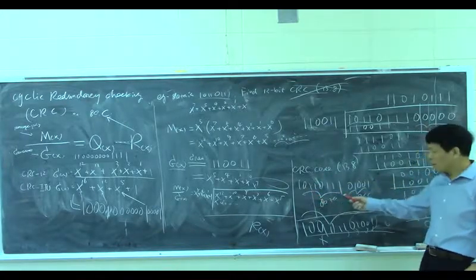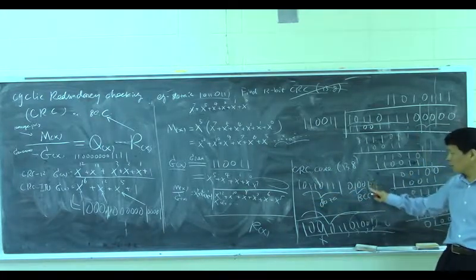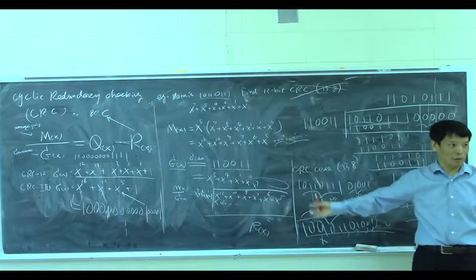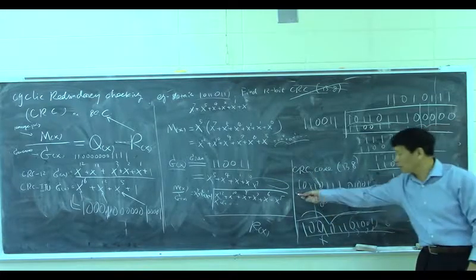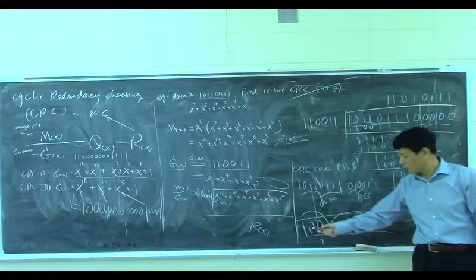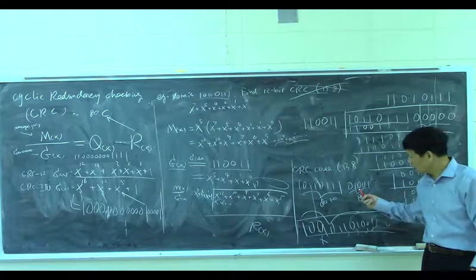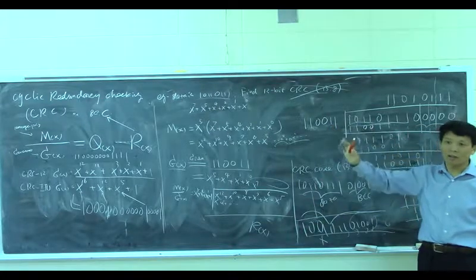But when you receive this one, maybe not necessarily like this. Maybe this one is wrong. This one changed to zero or something different because there's an error in the transmission. But anyway, you receive 13 digits. You use those 13 digits and divide by the same generator polynomial, and try to find the remainder.